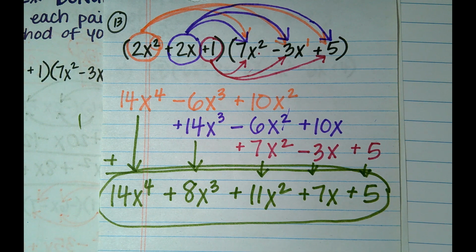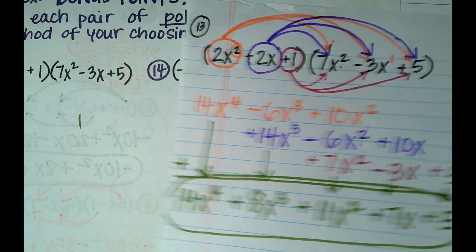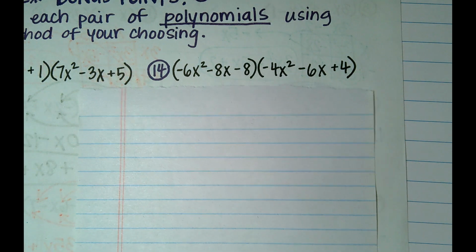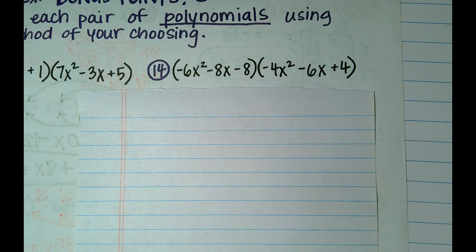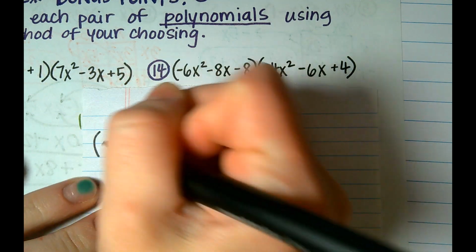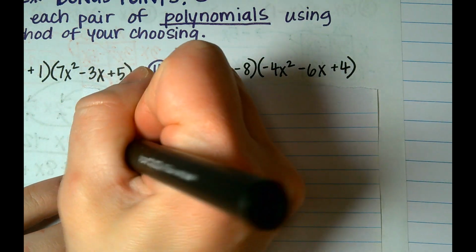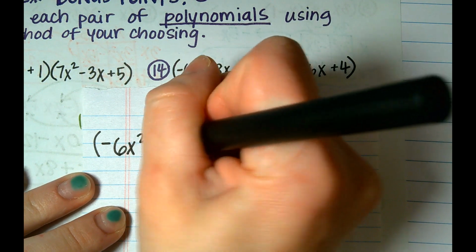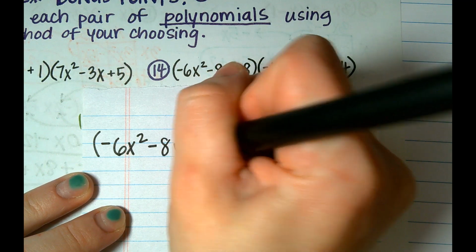Well, let's go ahead and look at 14 and we'll see if that changes. I'm going to move that to the side. And now I'm going to write out the problem for 14. Just refreshing my memory, that's all. Yep, that's why we do review. So 6x squared minus 8x minus 8.